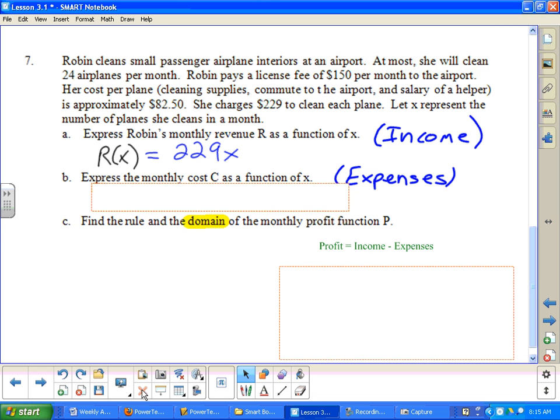Now, her monthly expenses, or her cost, involves the fact that it costs her $82.50 per plane, and it costs her $150 per month for the license fee. So 150 plus 82.5x. It costs her $150 for a license fee plus $82.50 per plane.